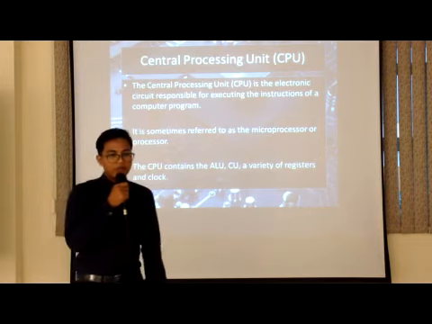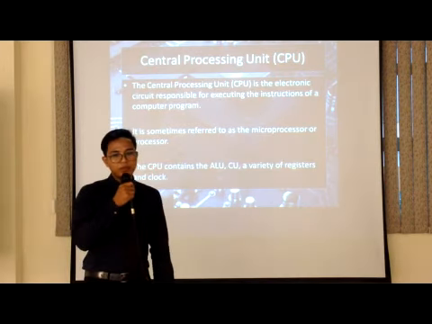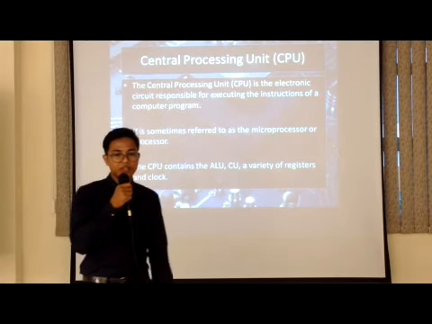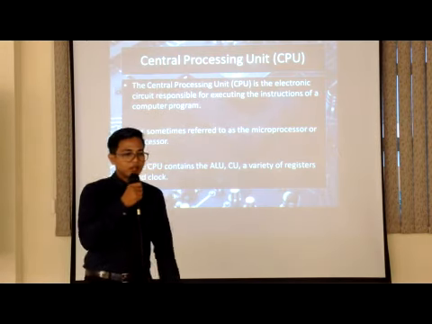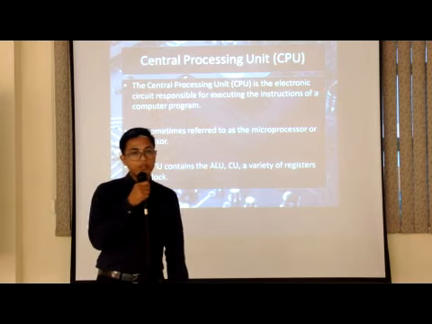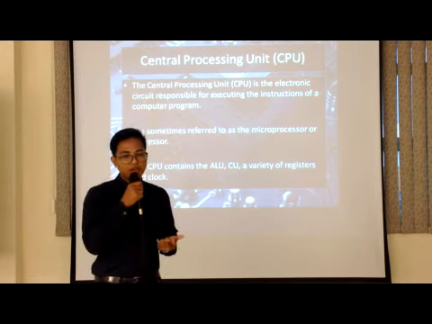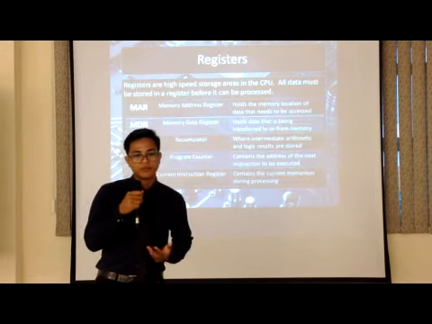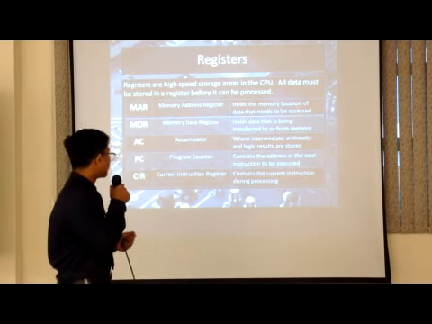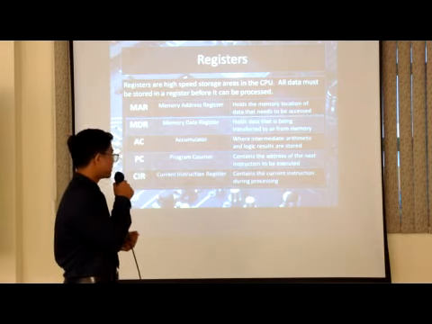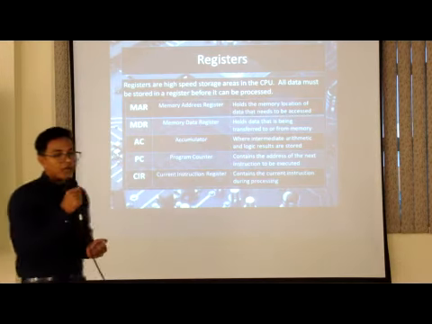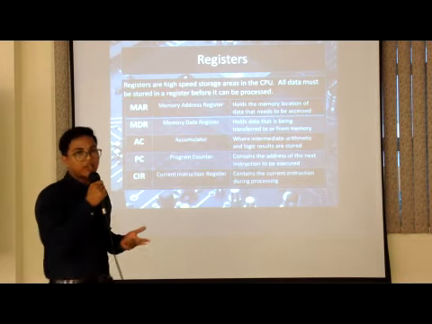So, the central processing unit. The central processing unit is an electronic circuit responsible for executing the instructions of a computer program. It is sometimes referred to as the microprocessor or processor. The CPU contains the ALU, CU, a variety of registers, and the clock. The register is a high-speed storage area in the CPU. All data must be stored in a register before it can be processed. Examples of registers are MAR, MDR, AC, PC, and CIR.